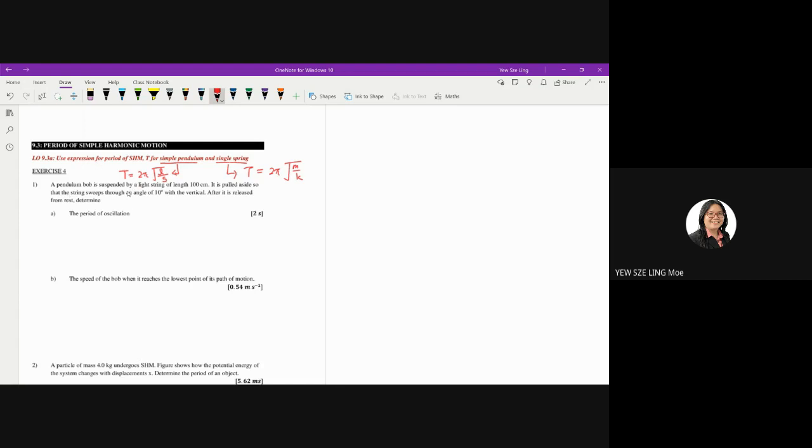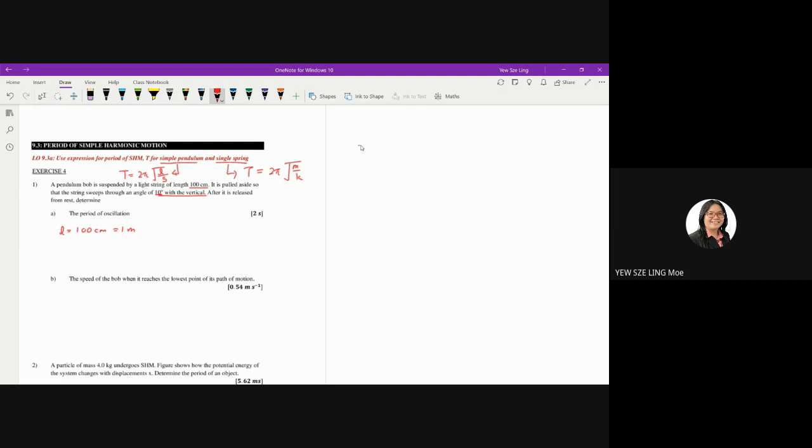A pendulum bob is suspended by a light string of length 100 cm. So you have L equals 100 cm, or we say equals 1 meter. It is pulled aside so that the string is swept through an angle of 10 degrees with the vertical. Now, some of you actually don't understand the meaning of this phrase, 10 degrees with vertical. In your practical test video, some of you gave me 10 degrees from horizontal.